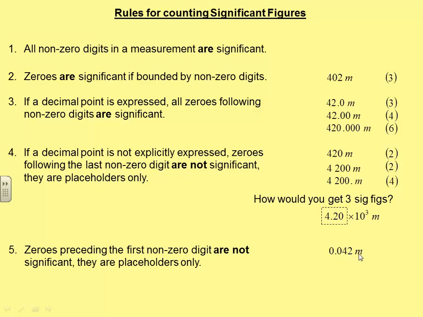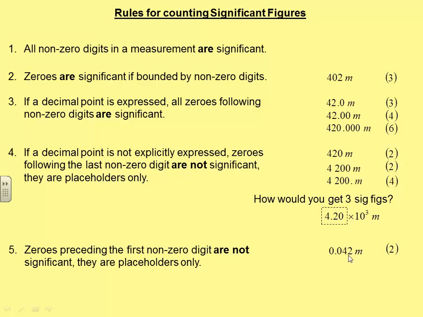0.042 meters. Well, this is precise to the nearest tenth, hundredth, thousandth of a meter. The 4 and the 2 count because they're not zeros, rule 1. But these are preceding. Right? They're out in front. So yes, there's a decimal point, but look at the difference between this and this. These are after the non-zero digit. These are before the non-zero digit. Notice it doesn't matter where the decimal point is. It matters where the non-zero digits are. So these don't count. They're placeholders, and that's 2.